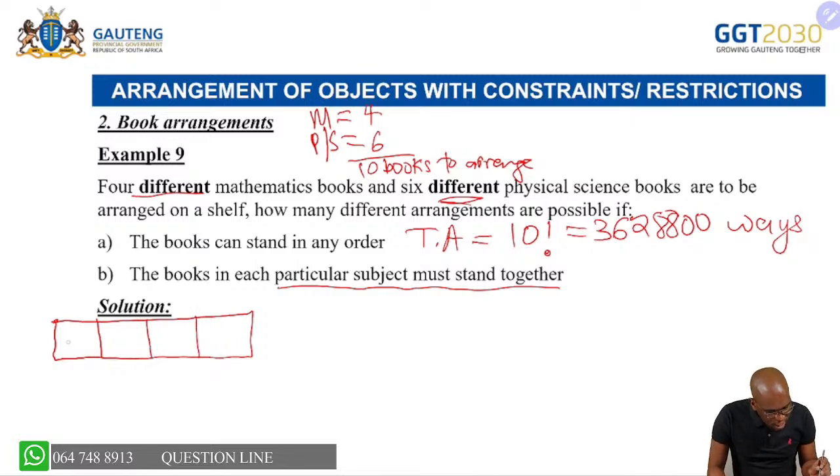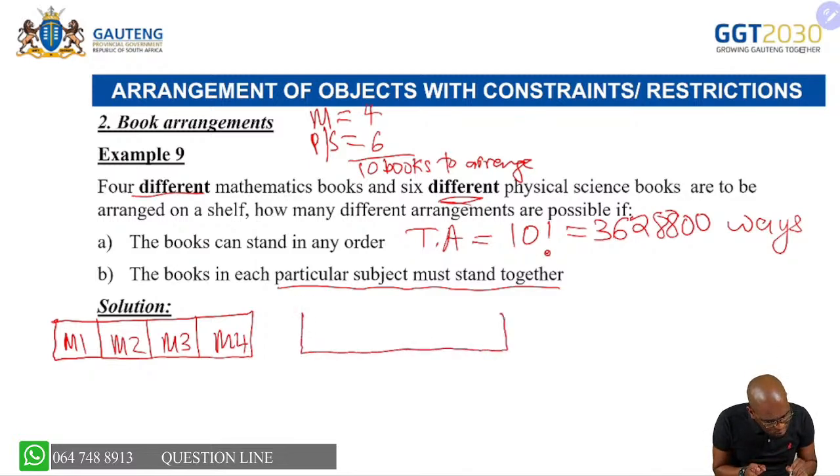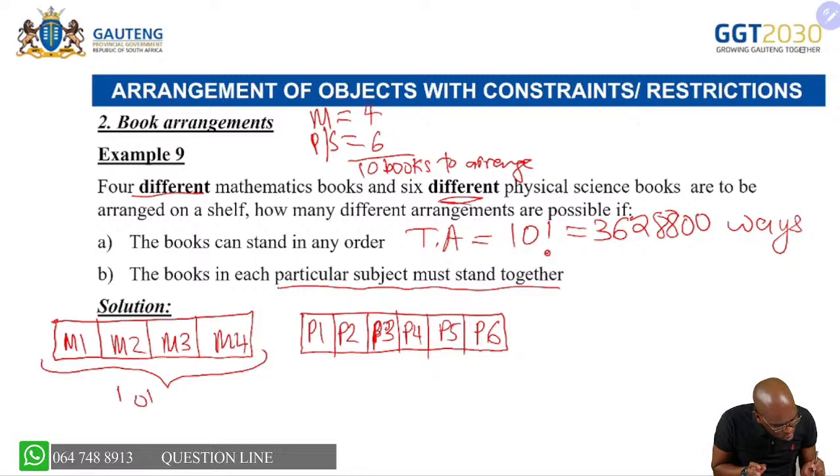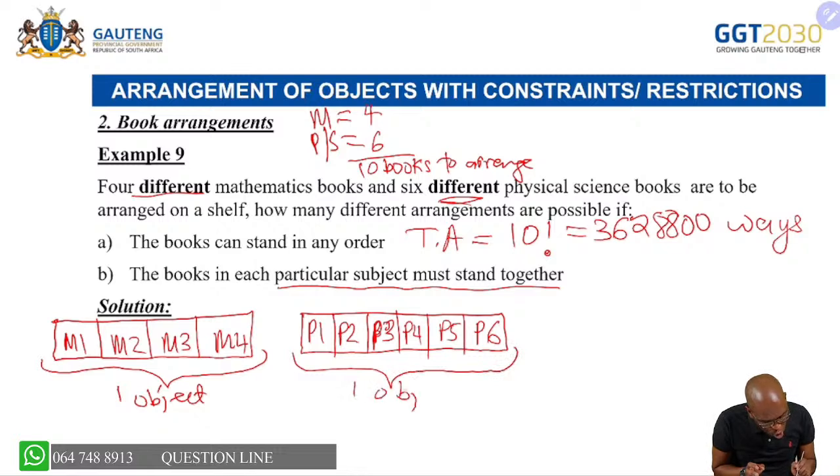We have 4 different maths books: maths 1, maths 2, maths 3, and maths 4. They should stand together. And then you have the physical science books: physical science 1, 2, 3, P4, P5, and P6. These are the physical science books. Because they must stand together, you treat these ones as one object, and you treat these ones as well as one object.